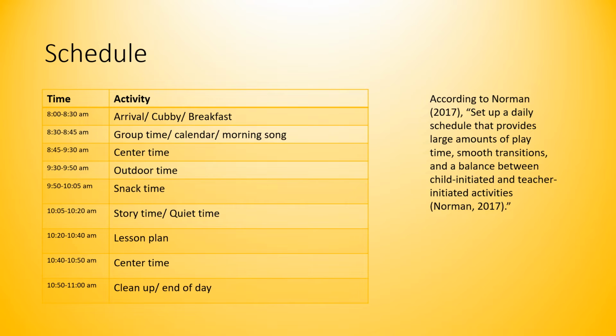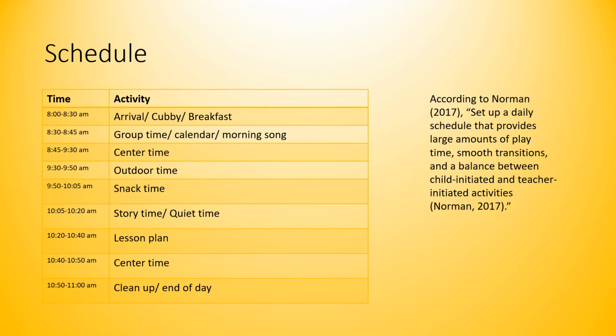Now we will be talking about the schedule. So according to Norman, you should set up a daily schedule that provides large amounts of playtime, smooth transitions, and a balance between child-initiated and teacher-initiated activities. I think I have a nice balance between what the students decide to do and what I assign them to do. So here is the daily schedule I will have for my classroom. The one in my classroom will also have a visual next to every activity my students will be doing.